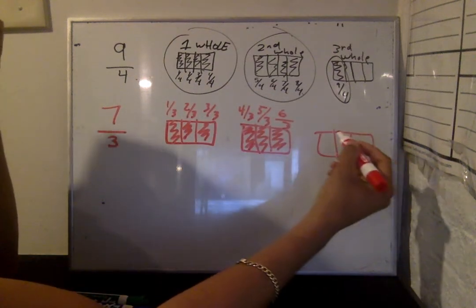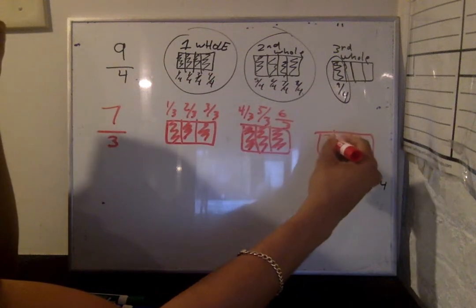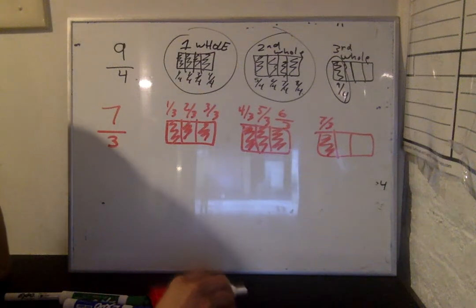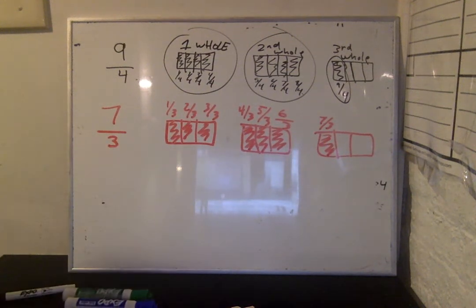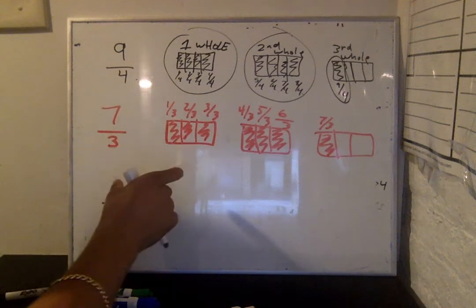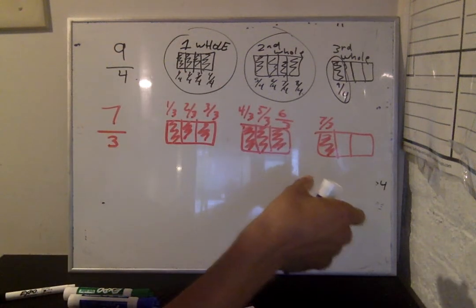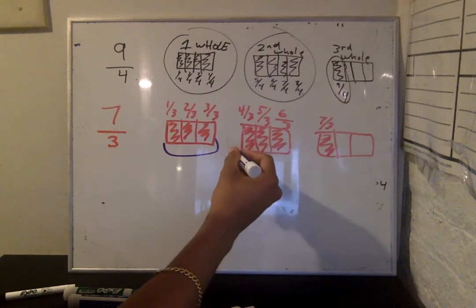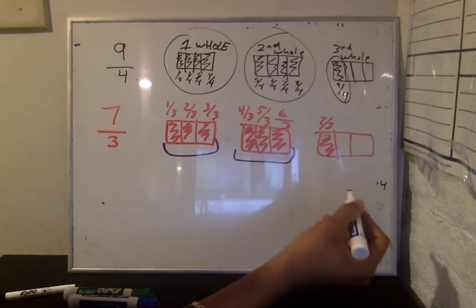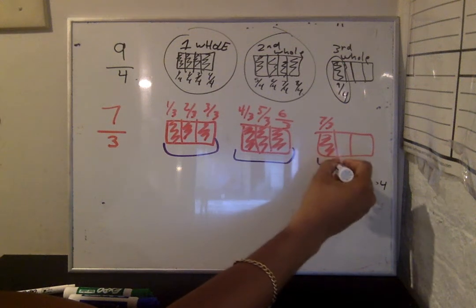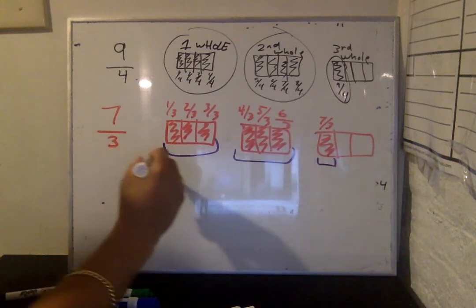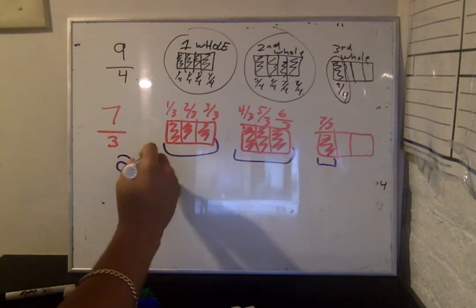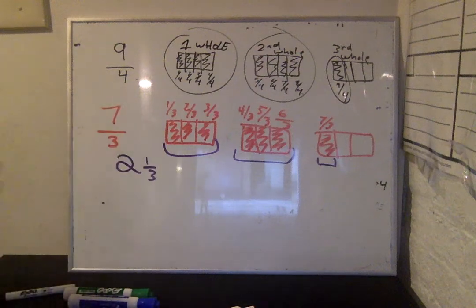Now, when I look at this, I need 7/3. I just need one more third. 7/3. How can this be a mixed number? A whole number and the fraction that's left over, right? I have one whole that's fully shaded. I have 2 wholes that are fully shaded. And then I just had that small third. So this would be 2 wholes and 1/3.